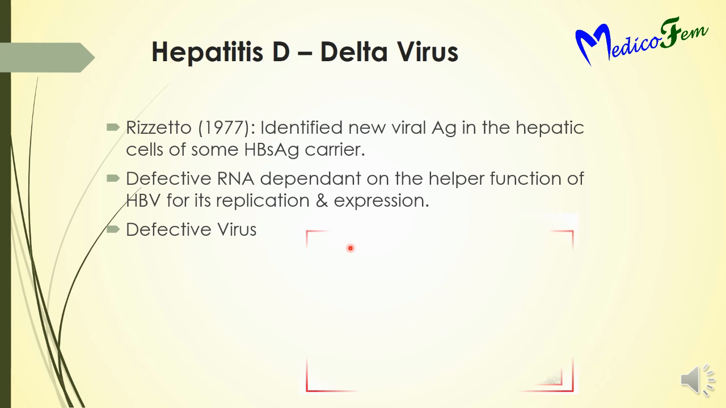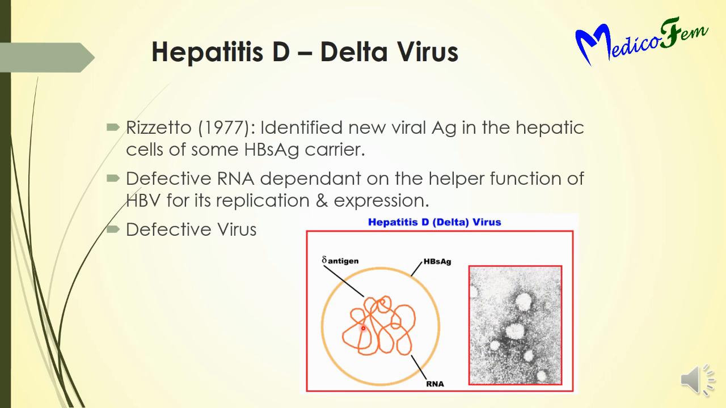It is a defective virus. This is the RNA genome. Here it is the delta antigen, and here it is the surface antigen that is acquired from the hepatitis B virus. This delta virus doesn't have the genetic code for synthesis of the surface antigen. This is an electron micrographic picture of the delta virus.